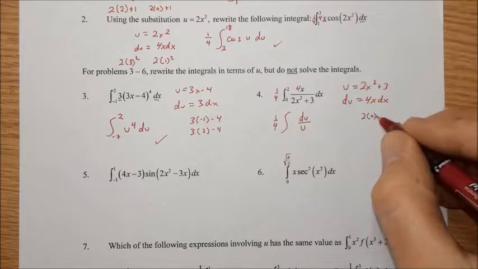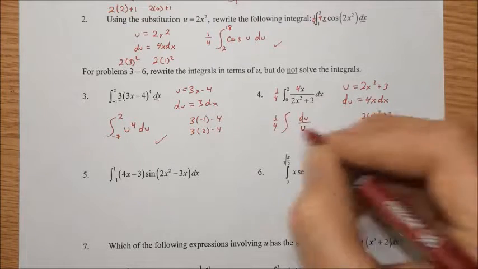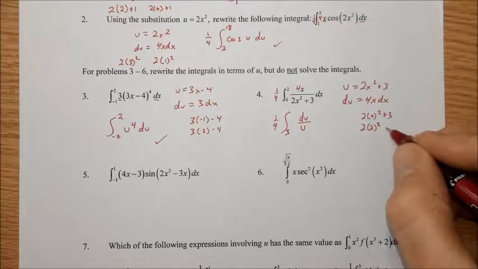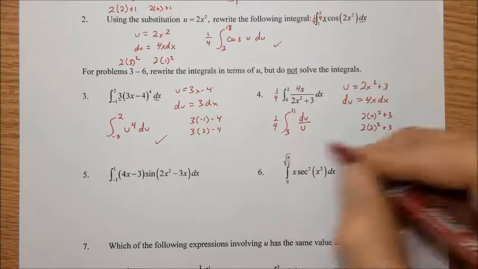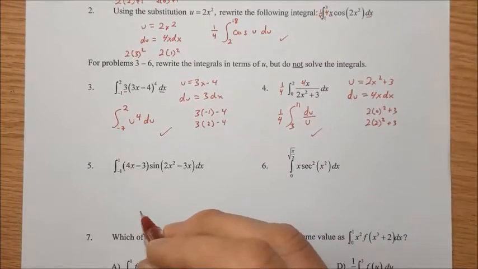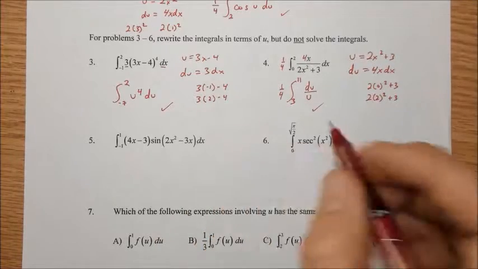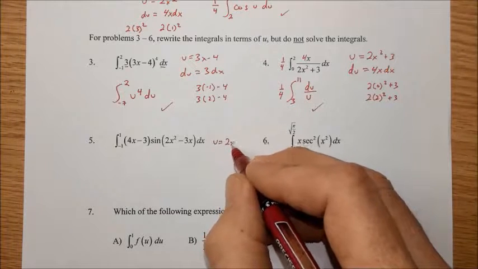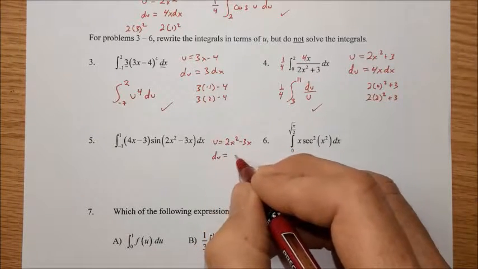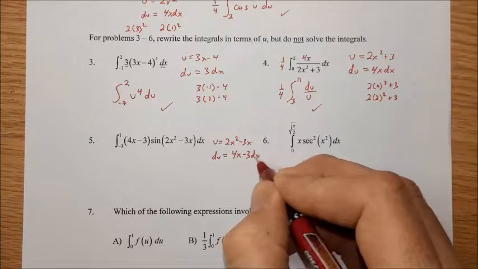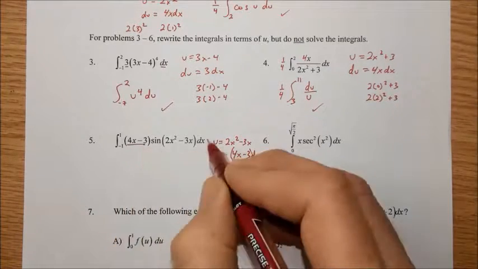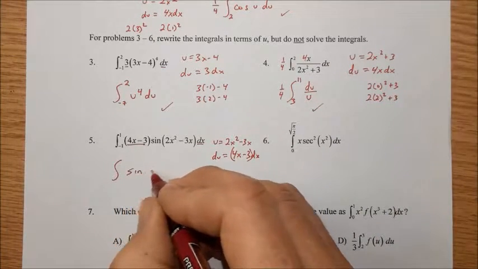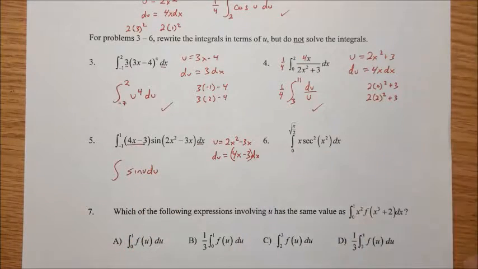So when we plug in 0, you can see that we get 3. When we plug in 2, 2 squared is 4, doubled is 8, plus 3 more is 11. And we're done. With number 5, and move up a little bit. Alright, u will be the inner function of sine, so we have 2x squared minus 3x. Du will be 4x minus 3 dx. What a coincidence, we have the 4x minus 3 and the dx. No changes need to be made as regards to du, so we're going to have sine of u du.